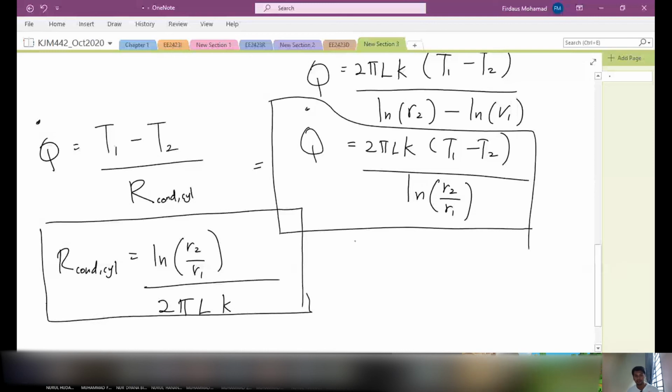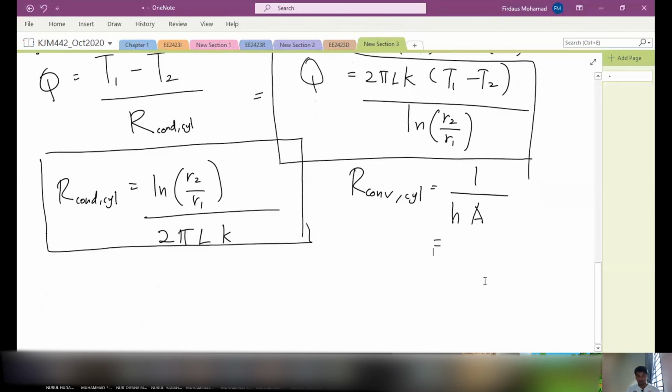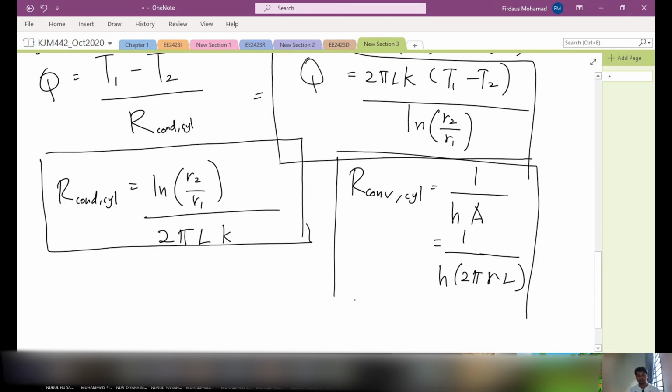For R convection, it is still the same. R convection for a cylinder equal to 1 over HA. And then A, what is A? 1 over H, and the area is 2 pi RL. Okay, so this is for convection.